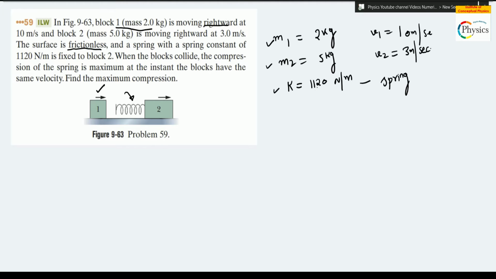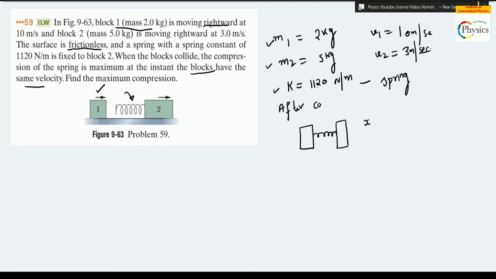When the blocks collide, the compression of the spring is maximum at the instant. So which means the blocks now collide. So it looks like this and the spring gets compressed. So this long spring becomes shortened and gets compressed, for example, by an amount x, right? And it says that the blocks have same velocity. So this is the after collision scenario, right?